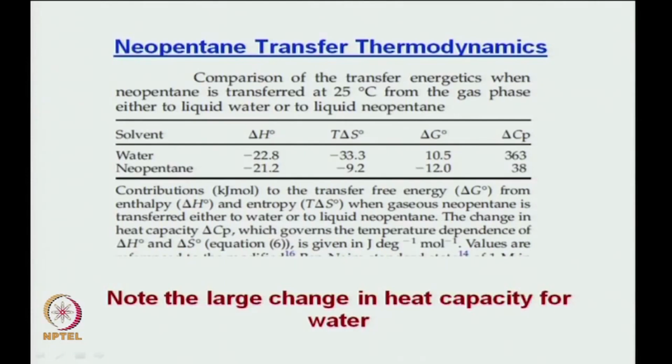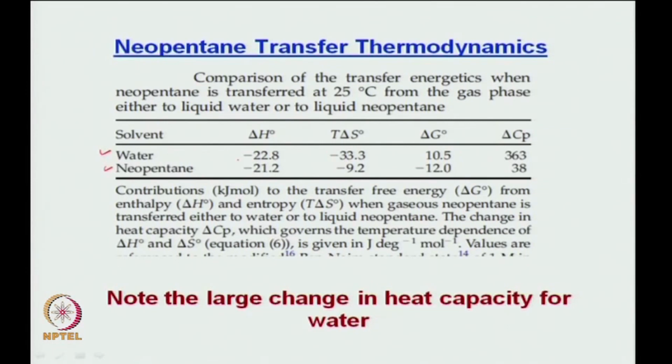Now, the next slide gives you some thermodynamic data. It gives you the transfer thermodynamics for neopentane. When I am talking about transfer thermodynamics, what I mean is a little bit different. You have neopentane in the gas phase, and you do two things. Neopentane in the gas phase goes to neopentane in water, and neopentane in the gas phase goes to neopentane in neopentane, and that is why you see in the table you have water, and then you also have neopentane.